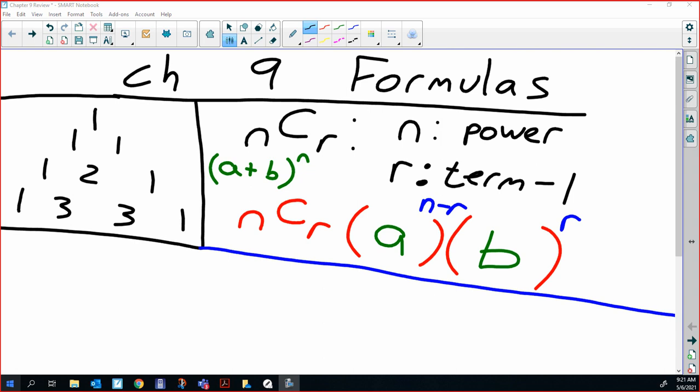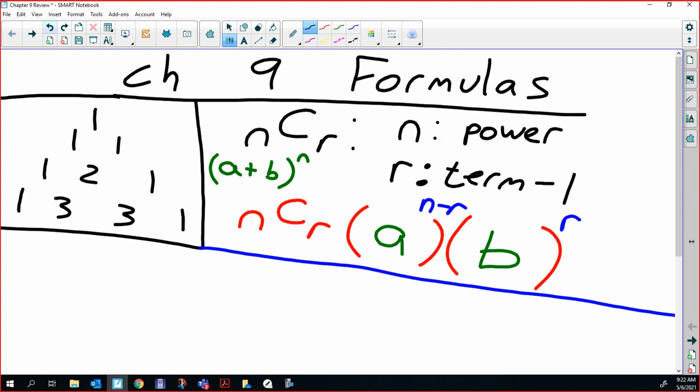When you do that, the two numbers that you need are n, which is the same number as the big power in the problem, the exponent, and then you need to know r. r is the term minus 1. So when we do the expansion, you put nCr, whatever that number is, in front, and then parentheses A, fill it with the first term, parentheses B, fill it with the second term, and then work with your exponents.